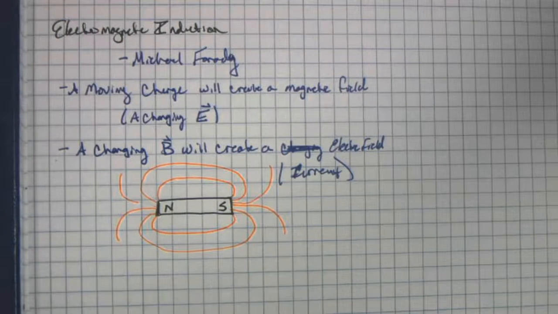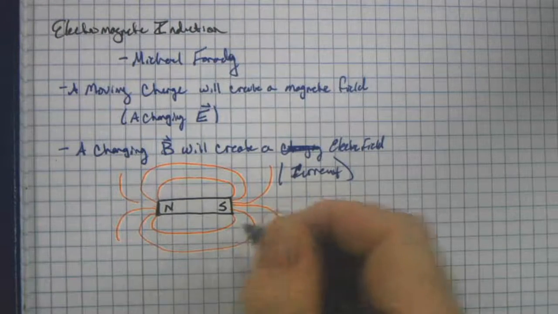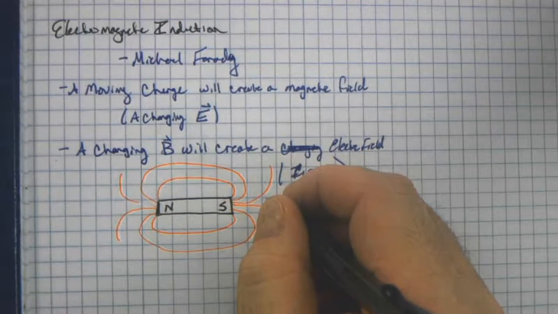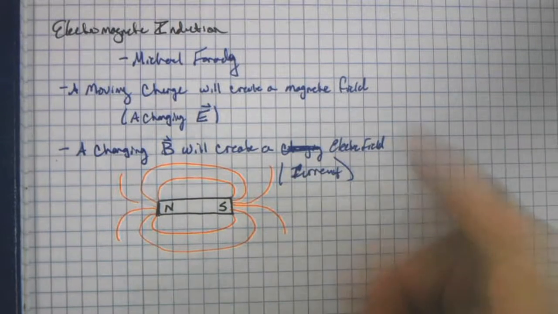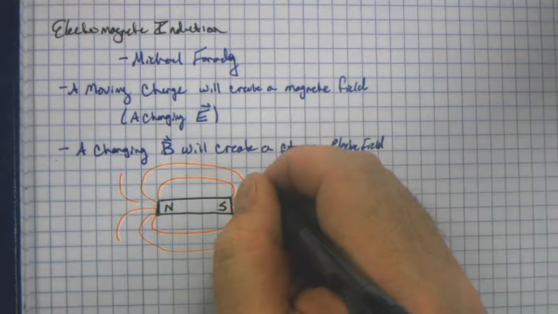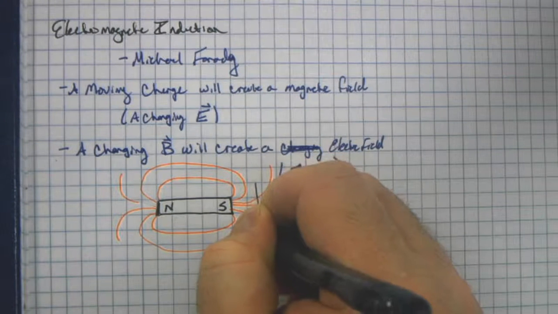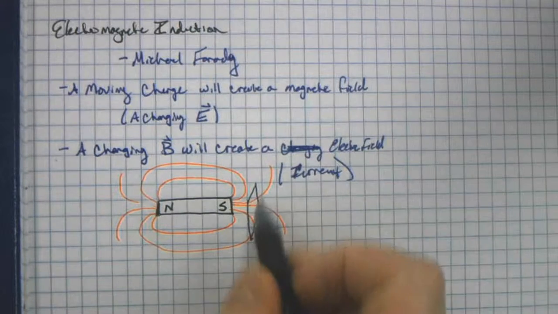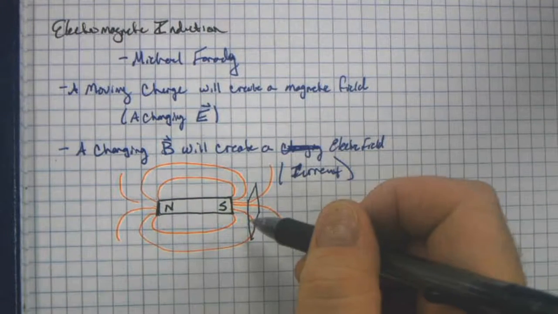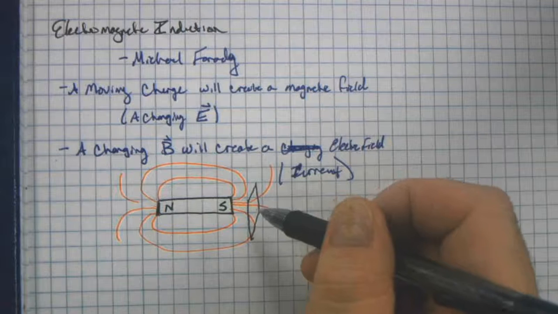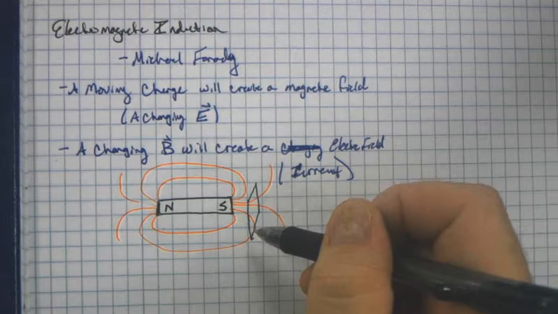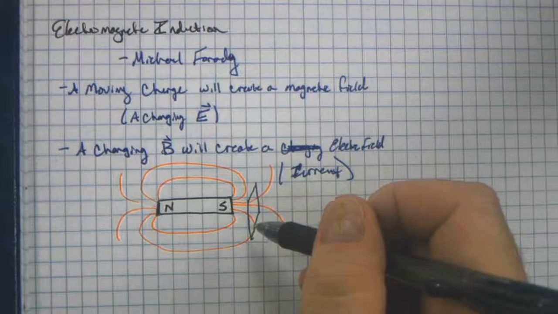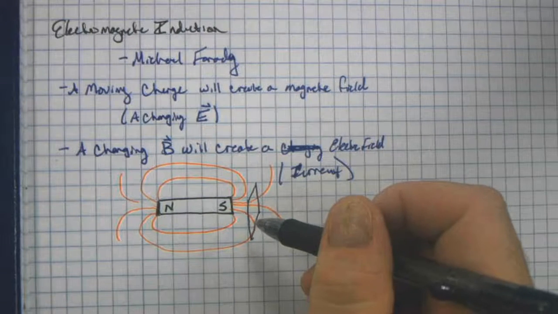But what we do have is we can take a cross-sectional area through here, and we can start measuring the amount of field that passes through this area. You guys follow me there? Yeah. Okay.